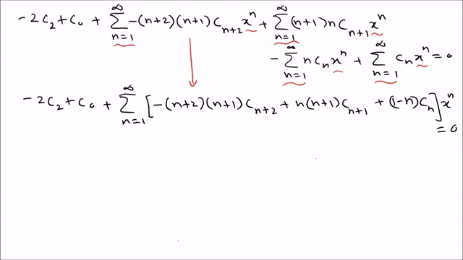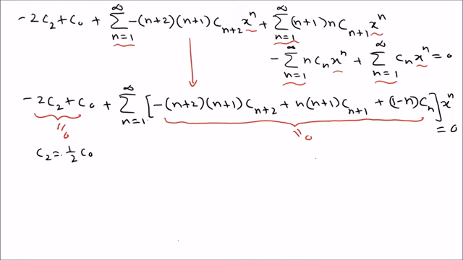So that implies that the first thing has to be 0, and the other term has to be 0. So let's put those two together and set them equal to 0. If you set the first one equal to 0, you can solve for c2. You can see that c2 equals 1/2 c0. That's what you get if you set this equal to 0 and solve for c2.